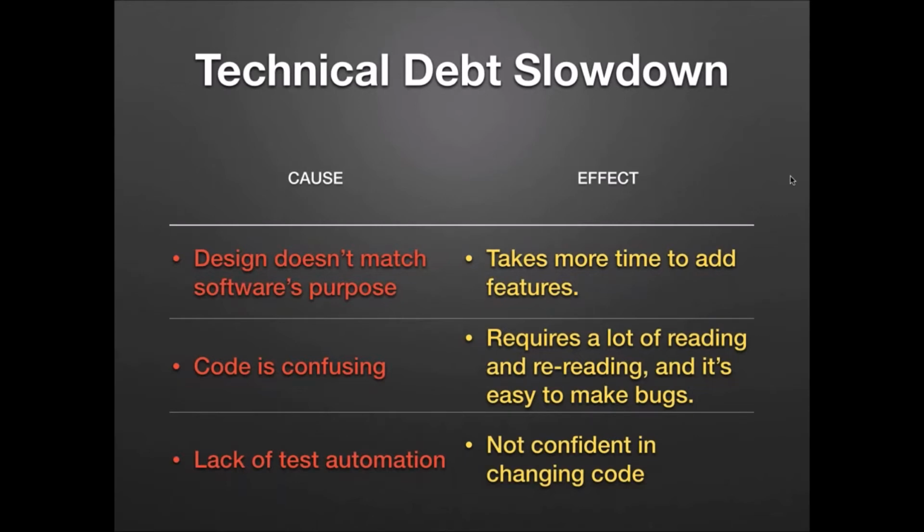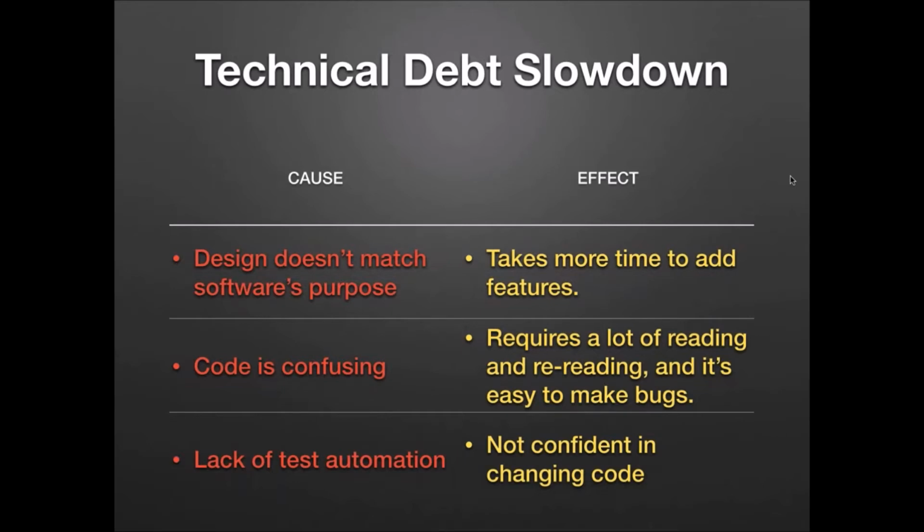The other thing that slows us down is that middle bullet, code is confusing. If it takes a lot of time of reading and rereading, it's just going to be hard to work with, and it'll be easy to create bugs. The last one, lack of test automation. What that means is that your development team knows that the code isn't easy to understand, and they may even know how to fix the design, but they don't do it because they're not confident that they can make that change. So they leave it as is. They go ahead and spend lots of time reading code in order to make changes.